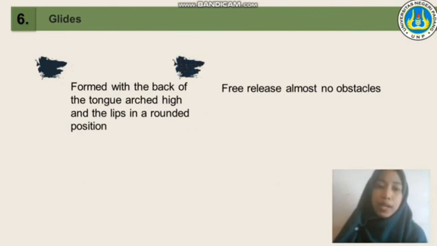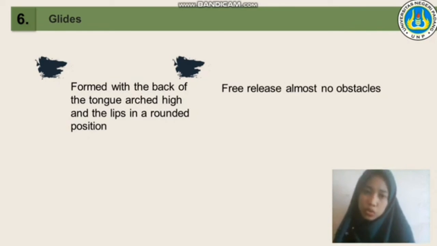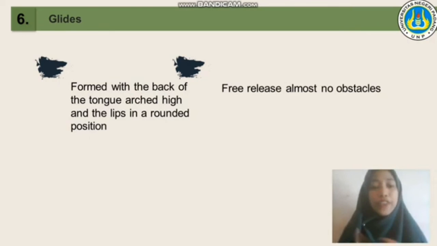Formed with the back of the tongue arched high and the lips in a rounded position. Free release with almost no obstacles. The English consonants from glides are glide voiced bilabial w and the last, glide voiced palatal y. That's all from me and thank you.